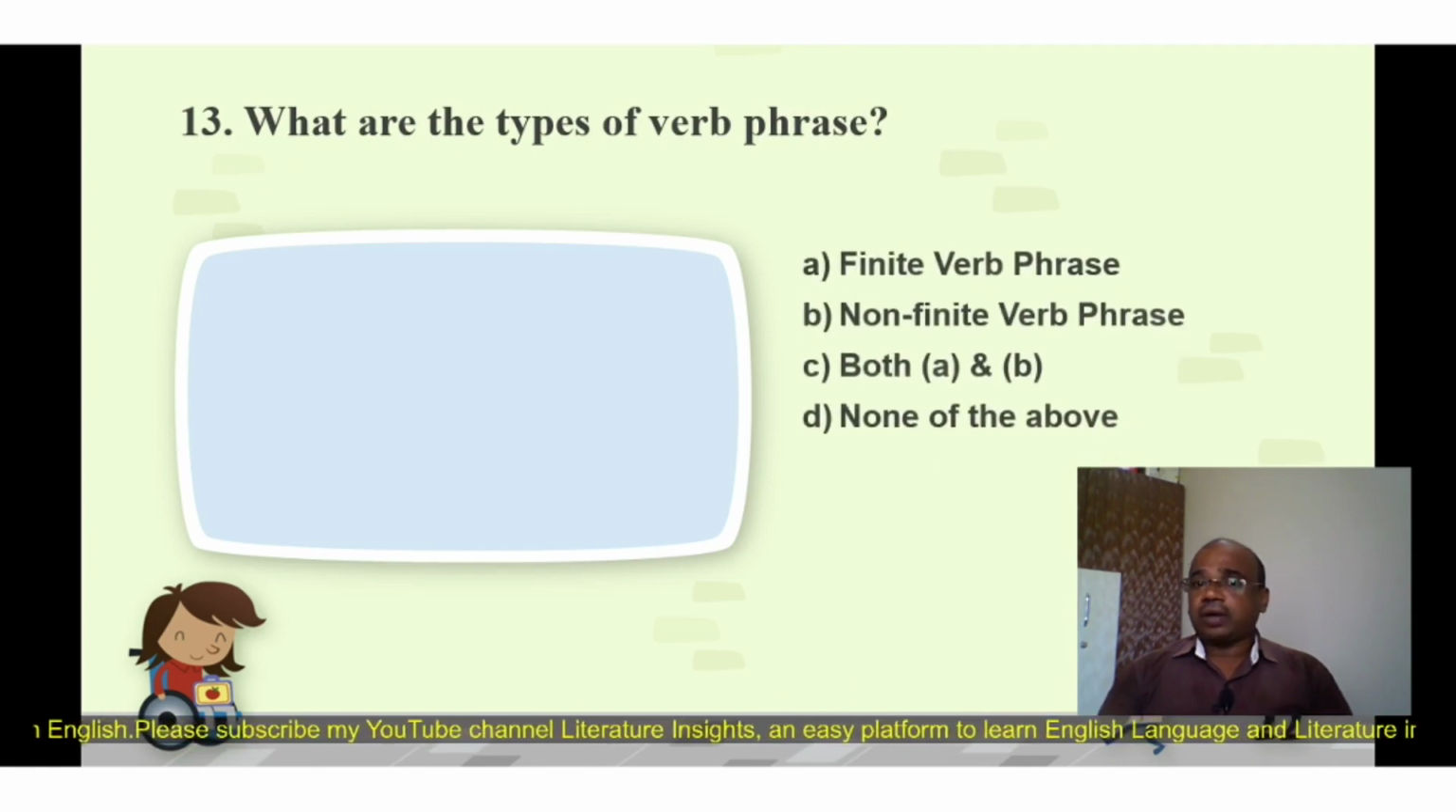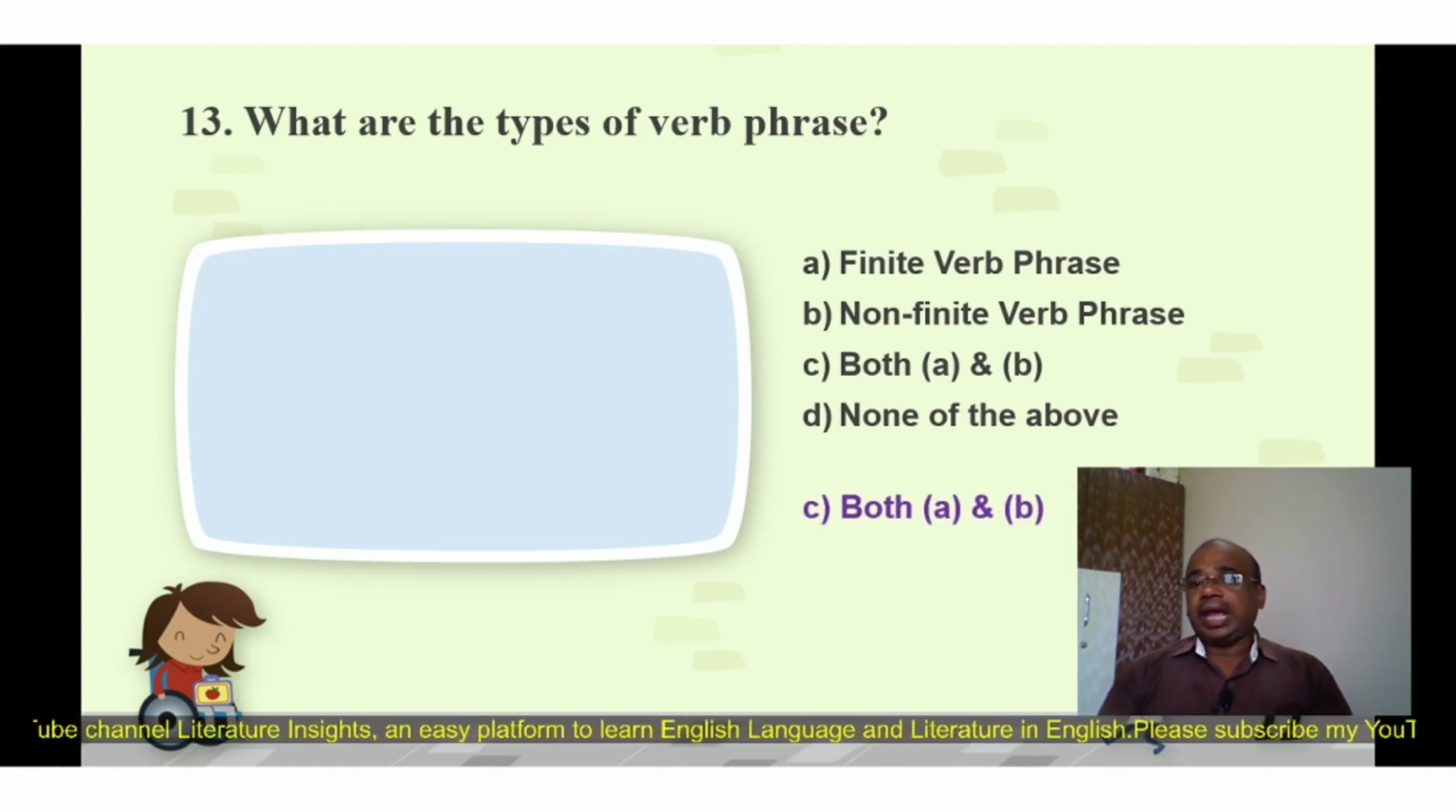Question number 13. What are the types of verb phrase? And here are four options: A. Finite verb phrase, B. Non-finite verb phrase, C. Both A and B, D. None of the above, and the correct option is C. Both A and B. There are two types of verb phrase: finite verb phrase and non-finite verb phrase.